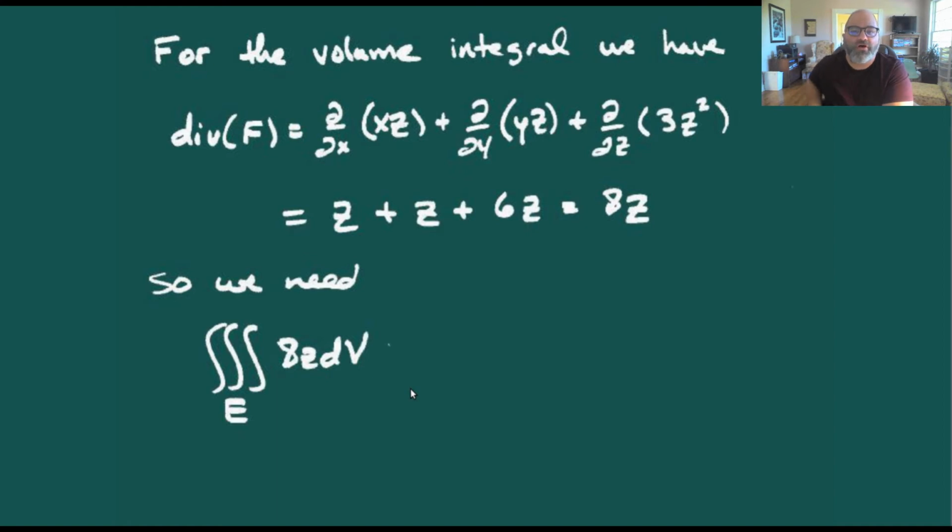So for the volume integral, if we want to compute the left-hand side, well, for that we need the divergence of F. So remember, the divergence of F is the partial with respect to x of the first component, plus the partial with respect to y of the second component, plus the partial with respect to z of the third component, which gives us z plus z plus 6z, or 8z. And so what we need to compute over this volume is this triple integral of 8z dV.